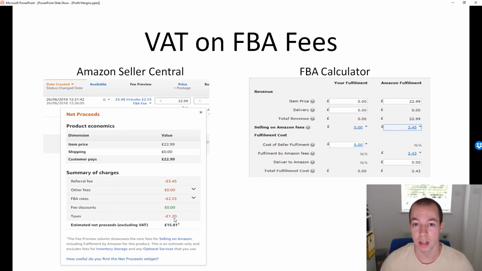Obviously, when you become VAT registered, you can claim that back. But then when you are VAT registered, you're including VAT in your overall sale price, so it's kind of a trade-off there. So just be aware of that when you're working out those initial profit margins.